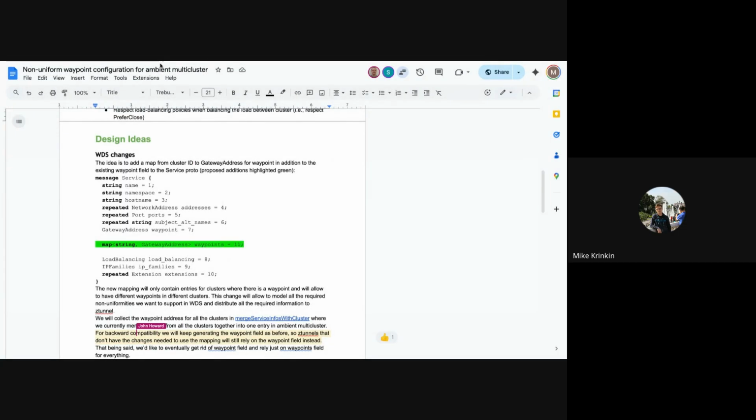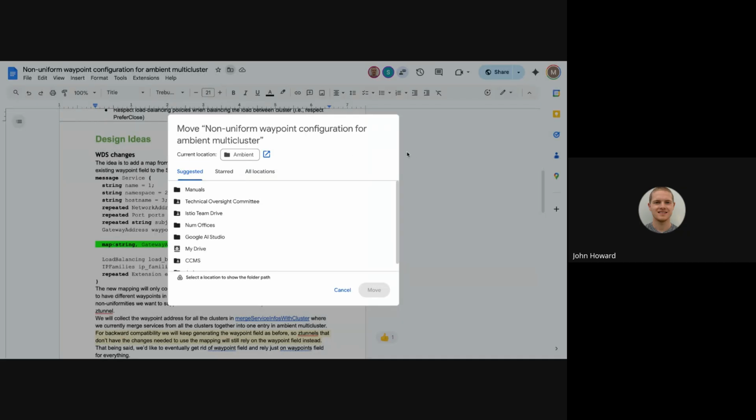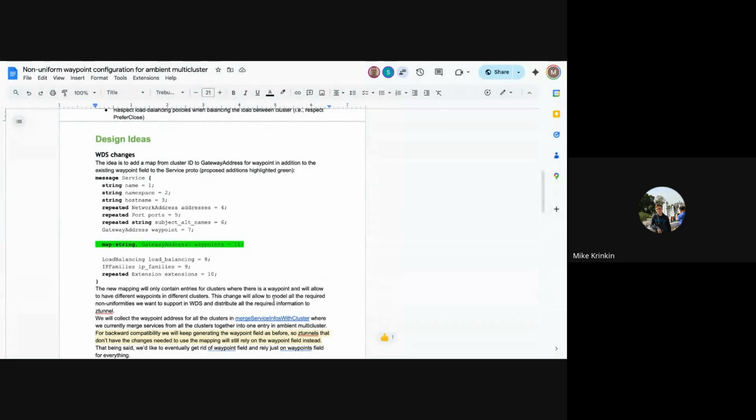Okay, I see a question from John. John? Yeah, so when we talk about waypoints being non-uniform, are we talking about them having a different name across different clusters? Yeah, it's outlined in the document, but basically the types of non-uniformities that we want to support are when waypoints have different names and when one cluster has a waypoint and another cluster doesn't. Those are the two types that we want to support.